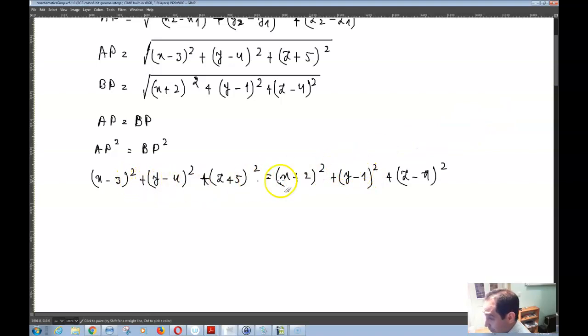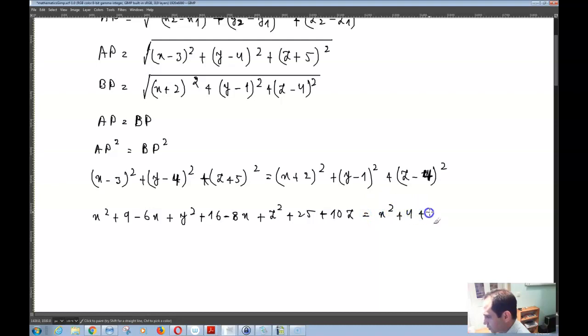And if I simplify this, this is a 4 actually. This is a 4 over here. And this is also a 4. So that is x squared plus 9 minus 6x plus y squared plus 16 minus 8y plus z squared plus 25 plus 10z is equal to x squared plus 4 plus 4x plus y squared plus 1 minus 2y plus z squared plus 16 minus 8z. And so you can simplify x squared with x squared, y squared with y squared, z squared with z squared, and then, for example, 16 with 16.